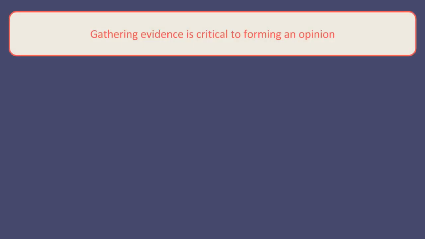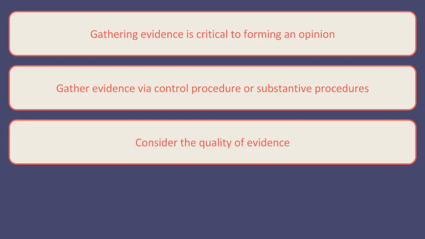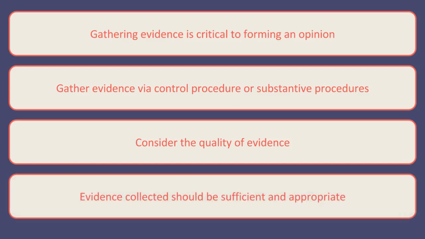Gathering evidence for the audit is critical in forming an opinion on the financial statements. Auditors identify what type of evidence is needed from the objectives. The auditor will either be gathering evidence via control procedures to test whether controls work, or via substantive procedures to test whether there are material misstatements in the financial statements. They must consider the quality of evidence that is required and available to them. This will depend on what is being reviewed, but they must ensure evidence collected is sufficient and appropriate.